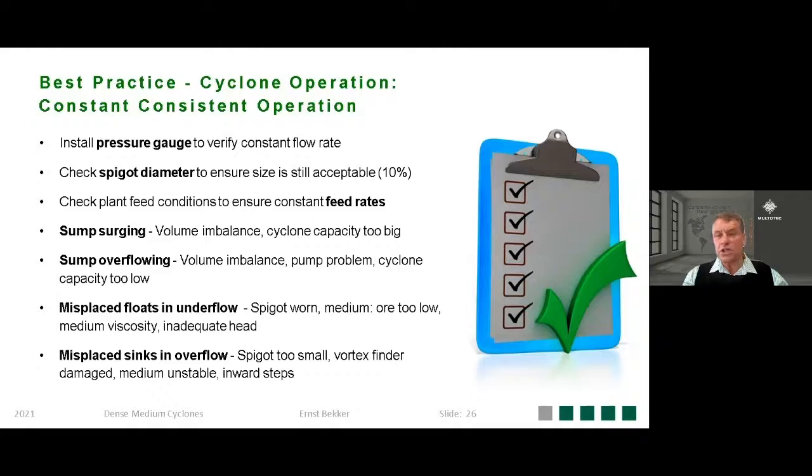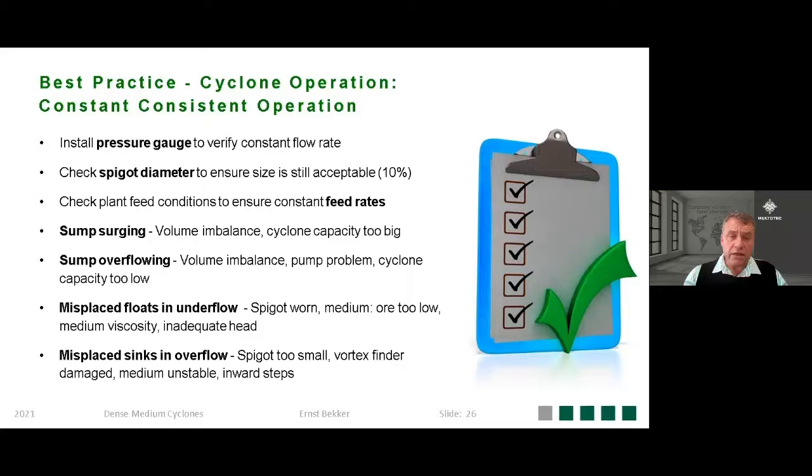Check the plant feed conditions, constant feed rates. If you've got surging sumps, that's either surging or overflowing, there's a volume imbalance. Surprisingly, people sometimes live with these surges, but a surging sump to a dense media cyclone is not a good thing. If the sump is overflowing, obviously there's a problem somewhere else, and one has to just make sure if the cyclone is maybe not part of that problem.